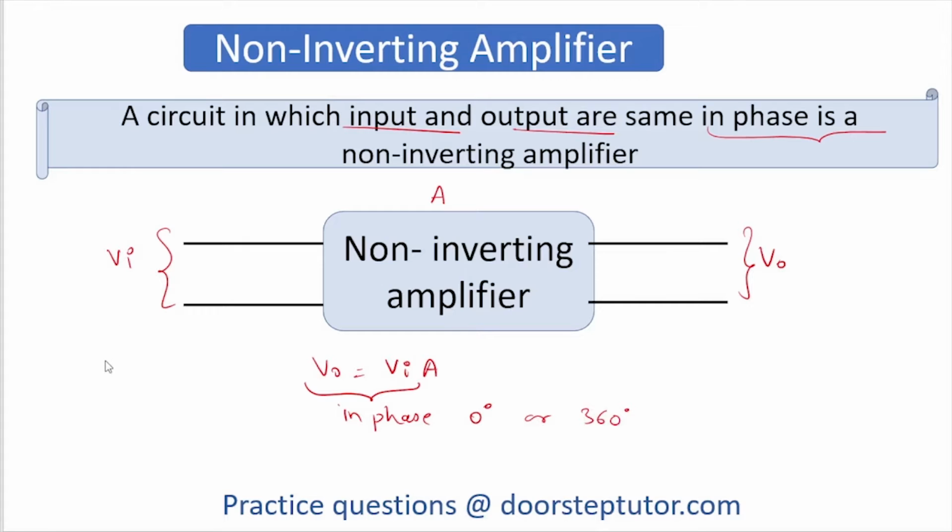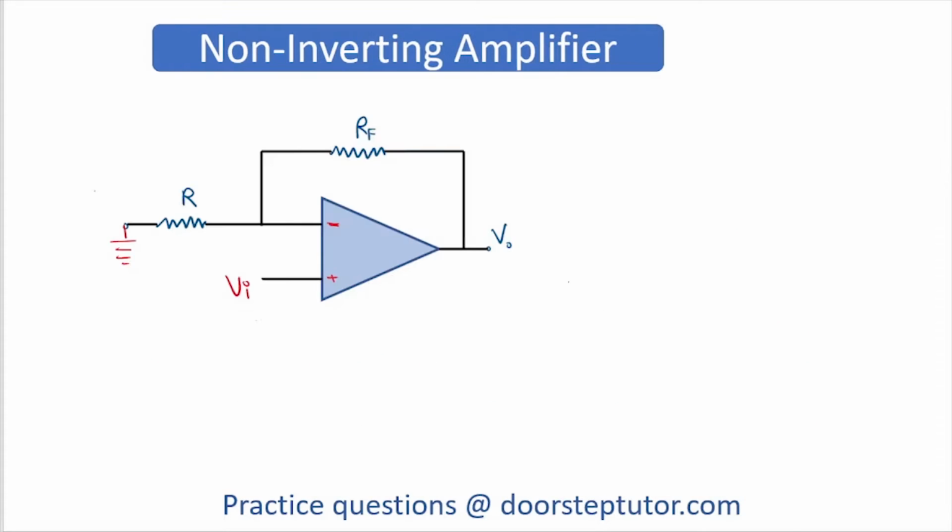Suppose we have applied some sinusoidal signal to the input, and we will get some amplified version of the input signal in the same phase, and there will not be any phase reversal in case of a non-inverting amplifier. So let us evaluate the value of closed loop gain for the non-inverting amplifier.